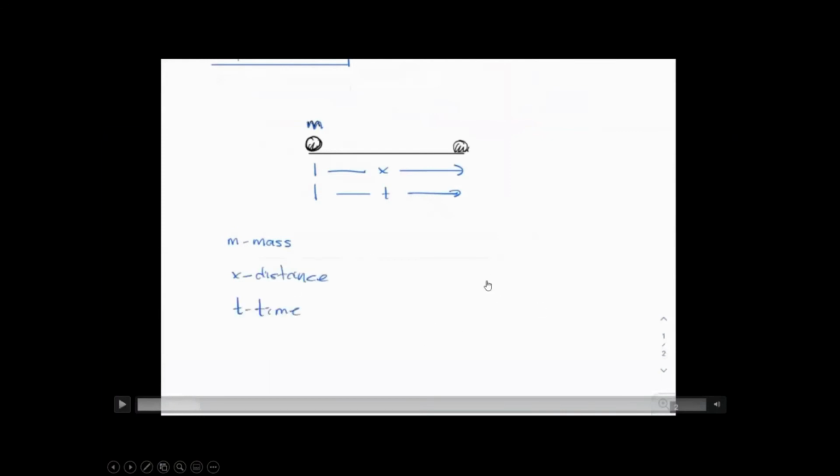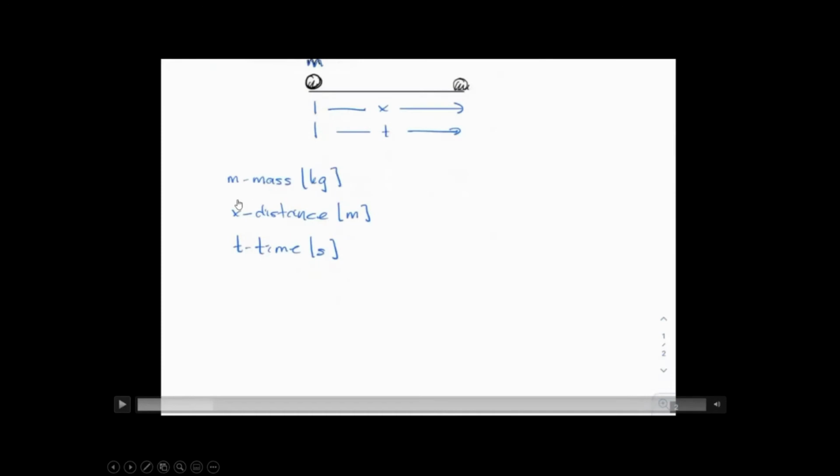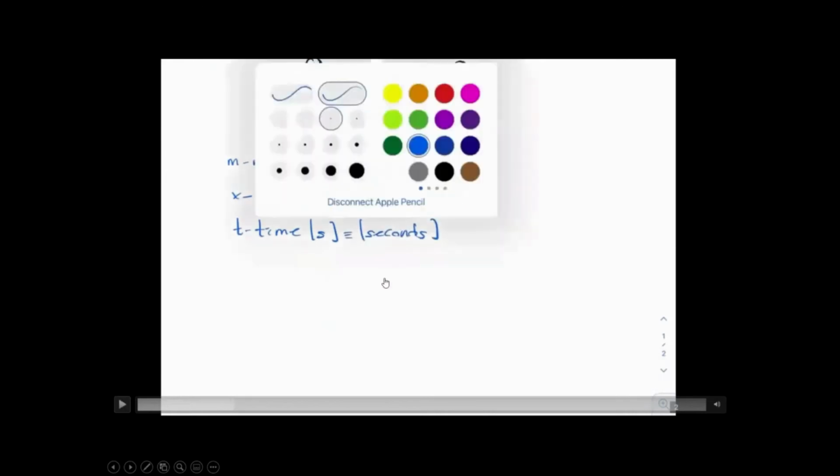There are internationally agreed units of measurement for mass, space, as well as time. Time is going to be expressed in terms of seconds. Distance is going to be meters, and mass is going to be kilograms. For those of you who are not familiar, I'm just going to write these up. This is kilograms, m is meters, s is seconds.